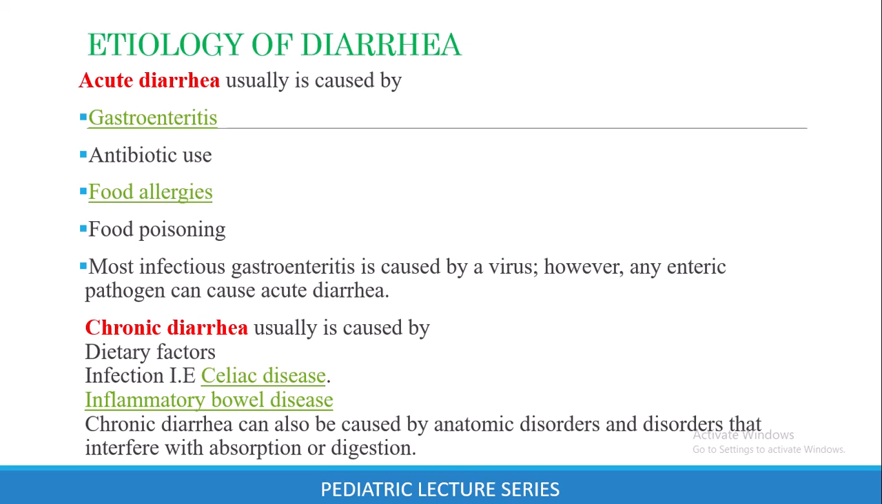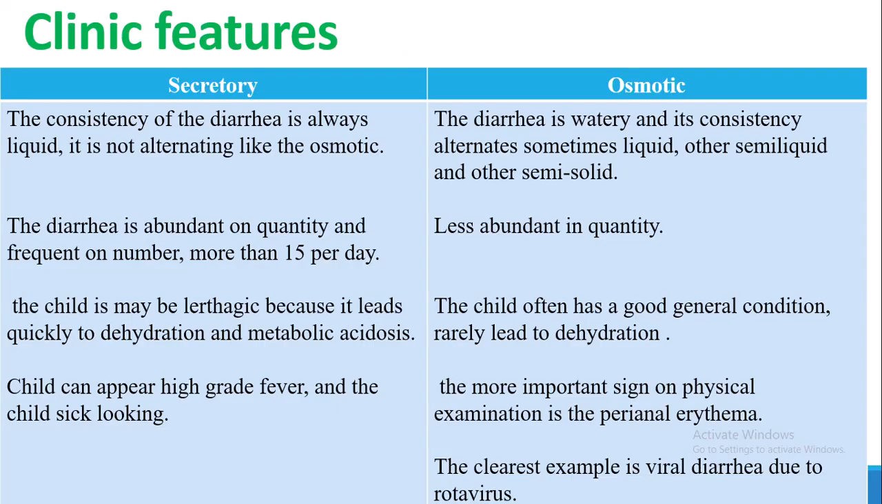Then inflammatory bowel disease due to the ulceration of the mucosa and hence the increased dumping of proteins, plasma, and so on into the mucosa. Chronic diarrhea can also be caused by anatomical disorders and disorders that interfere with absorption of the GIT. So in your practice, you should be able to differentiate between secretory and osmotic diarrhea. One, if you base on the consistency, in secretory there is active secretion, and therefore most times it is fluid in nature and it's not alternating.